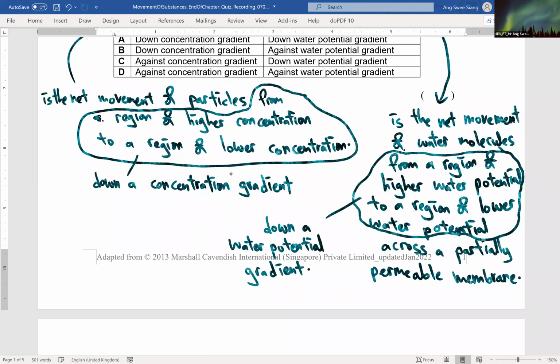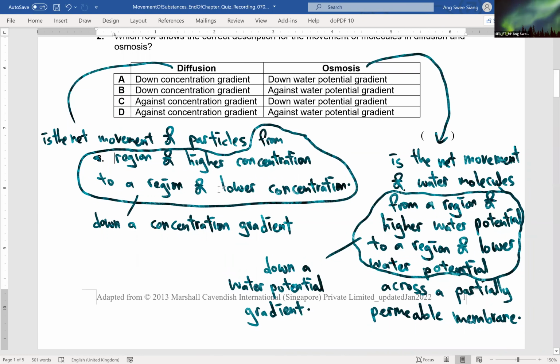And yeah, so in this case, the best answer will be A. Because for the other options, it's wrong. So it must be down water potential gradient. So if you do the elimination, A is the only possible answer. Okay, let's look at question 3 now.